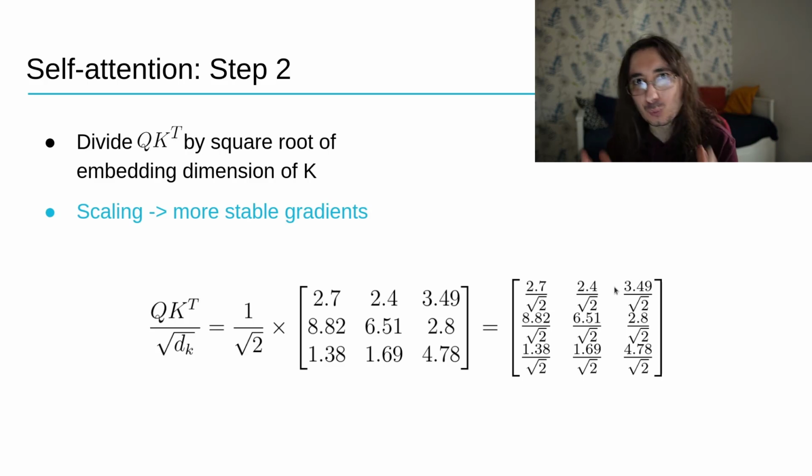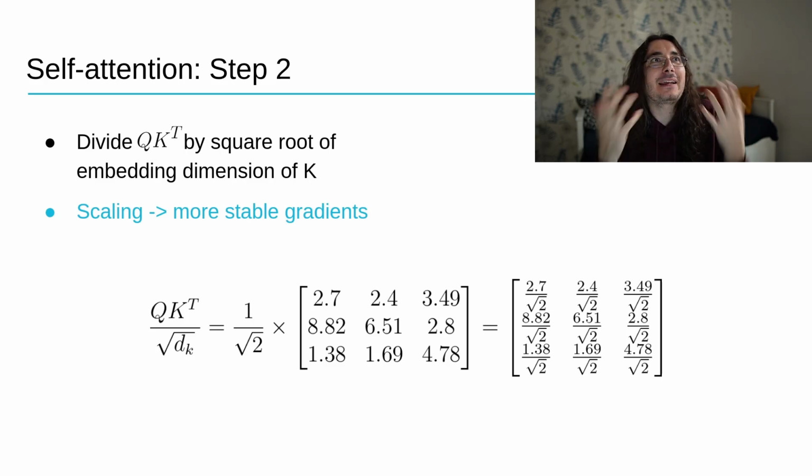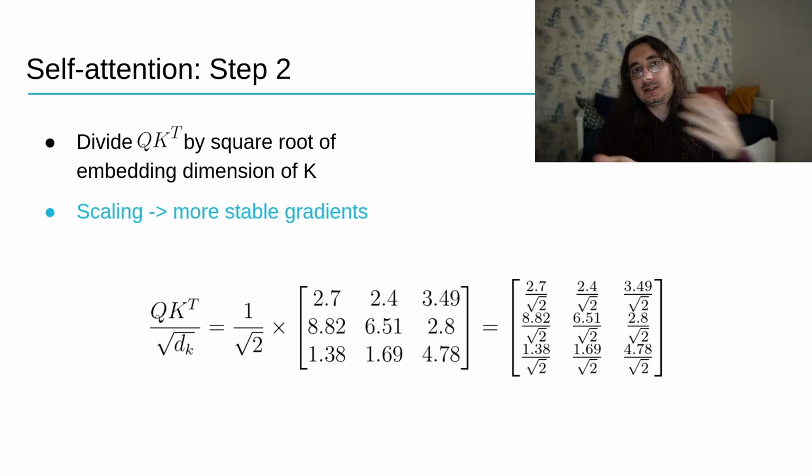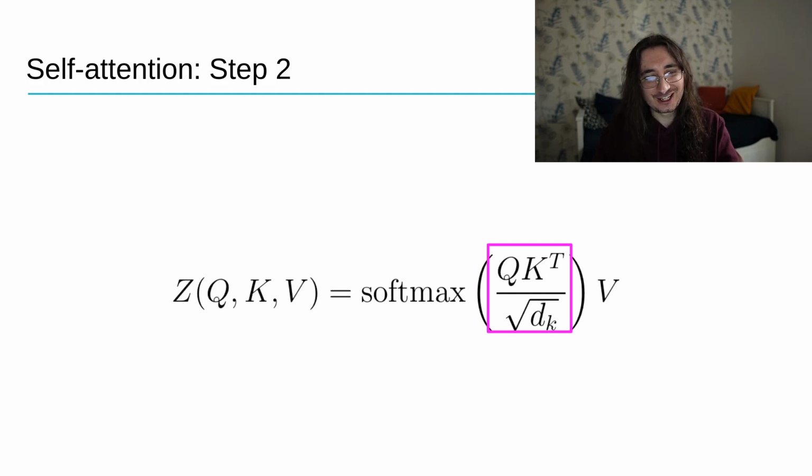Okay, now the question is, but why do we do this? Does it make any sense? Well, it makes sense, because by doing this scaling, because at the end of the day we're just scaling the values, we're going to obtain gradients that are more stable. And more stable gradients equate to faster convergence and easier training. Okay, step 2 is done. Good. Now on to step 3.